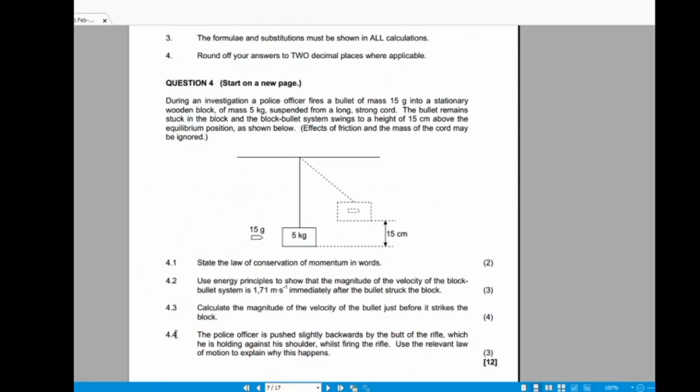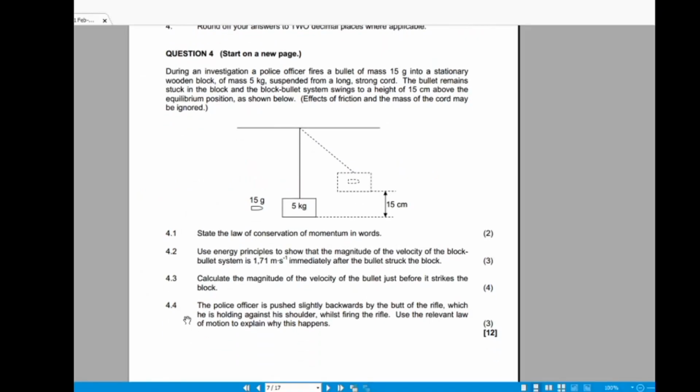Okay, so here 4.4, but the police officer is pushed slightly backwards by the butt of the rifle which he is holding against his shoulders while firing the rifle. Use the relevant law of motion to explain why this happens.